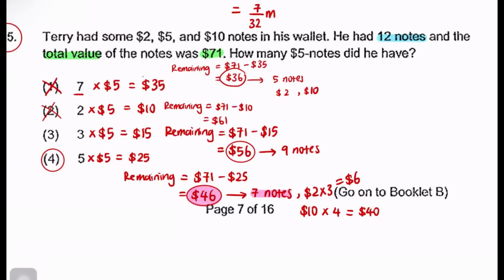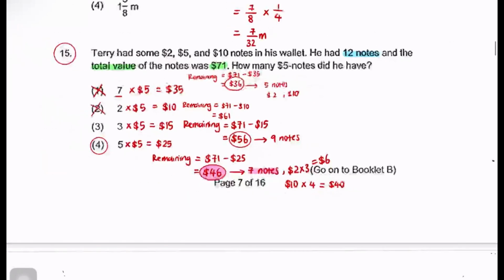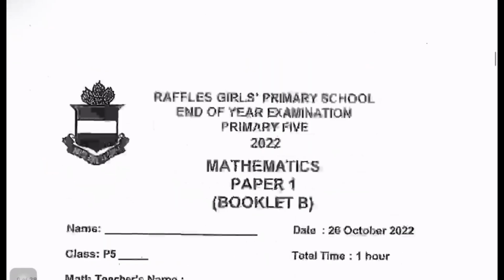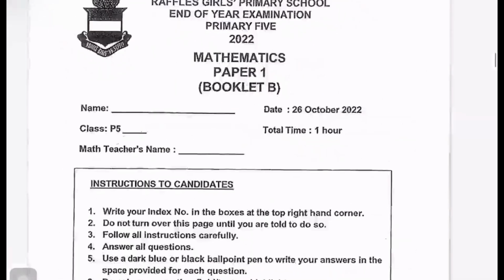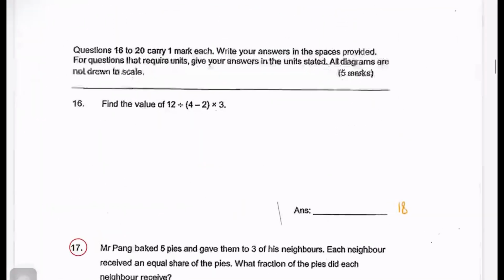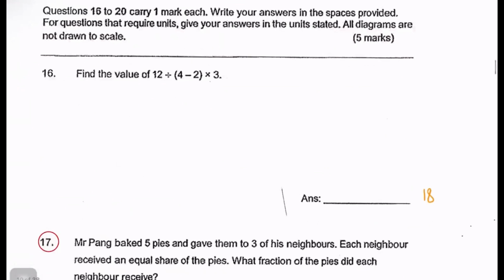Okay, now we have 4 more questions to go and then we're done. We're done until question 19. Yeah, I'm also tired already. Okay, question 16, everyone, I think all correct. Question 16, all correct, so good job.